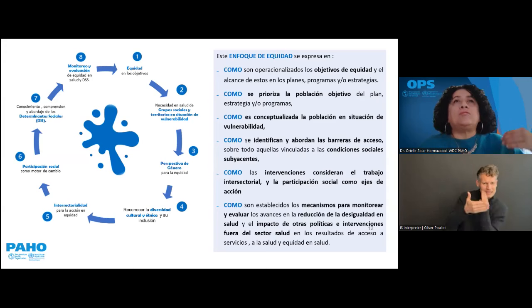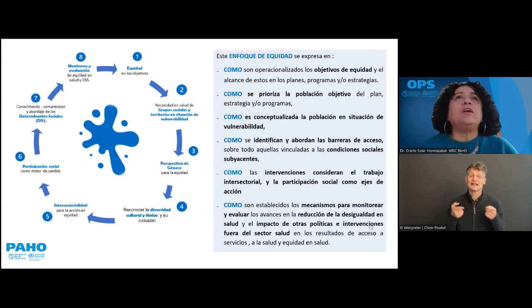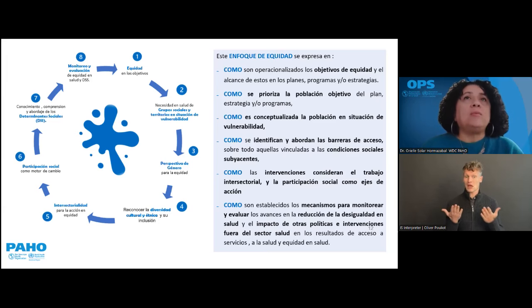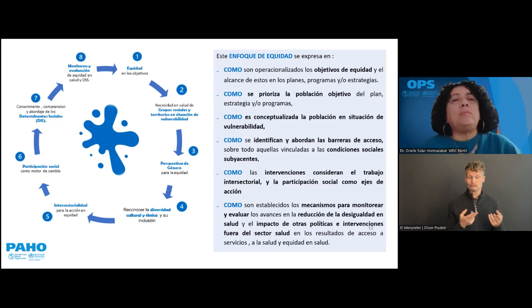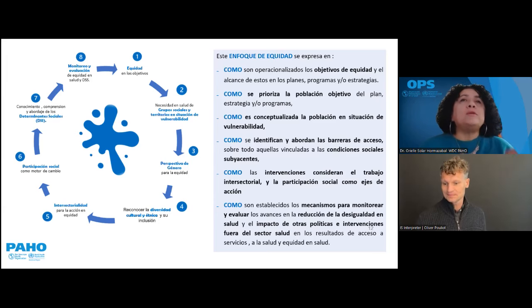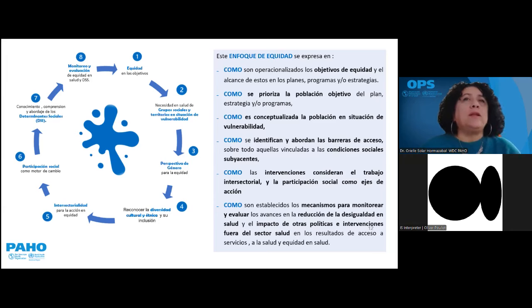So this tool has 8 components. The first is our approach. We say that the equity approach is how to prioritize the objective of achieving equity. How do you prioritize the population that is our target population, and how does this population that lives in a situation of vulnerability have not only limited attributes, but also a social context? So how do you look at the barriers? How do you look at the obstacles? Not just the obstacles to accessing services, but also obstacles that have to do with demand and everything that has to do with the underlying social conditions.